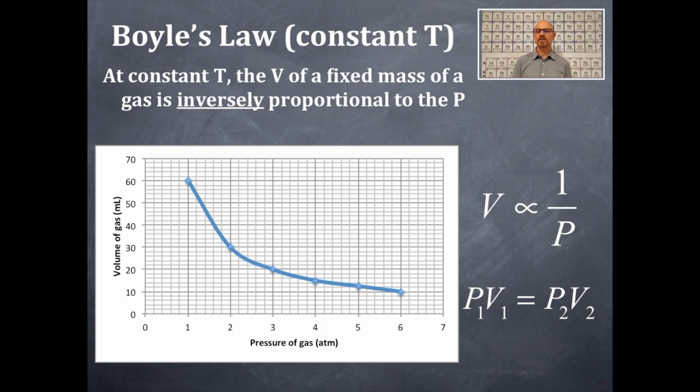This is very similar to the combined gas law in the previous video, where we had P1 V1 over T1 is equal to P2 V2 over T2. But with constant temperature, we don't have to have the temperature in there.